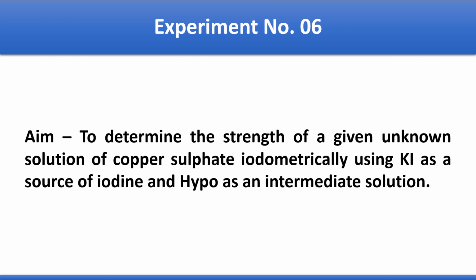Today we are going to learn about experiment number 6. The aim of today's experiment is to determine the strength of a given unknown solution of copper sulfate iodometrically, using potassium iodide as a source of iodine and hypo as an intermediate solution.